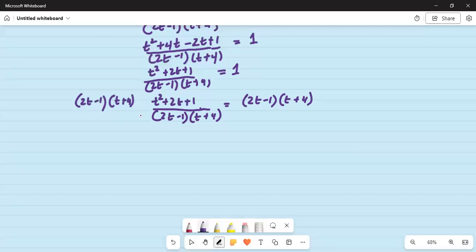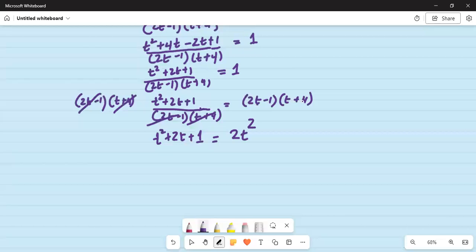When I do that, this 2t minus 1 cancels with this 2t minus 1. This t plus 4 cancels with this t plus 4. So I have t squared plus 2t plus 1 is equal to, now I will distribute the t. I'll use the FOIL method. First terms, 2t times t is 2t squared.